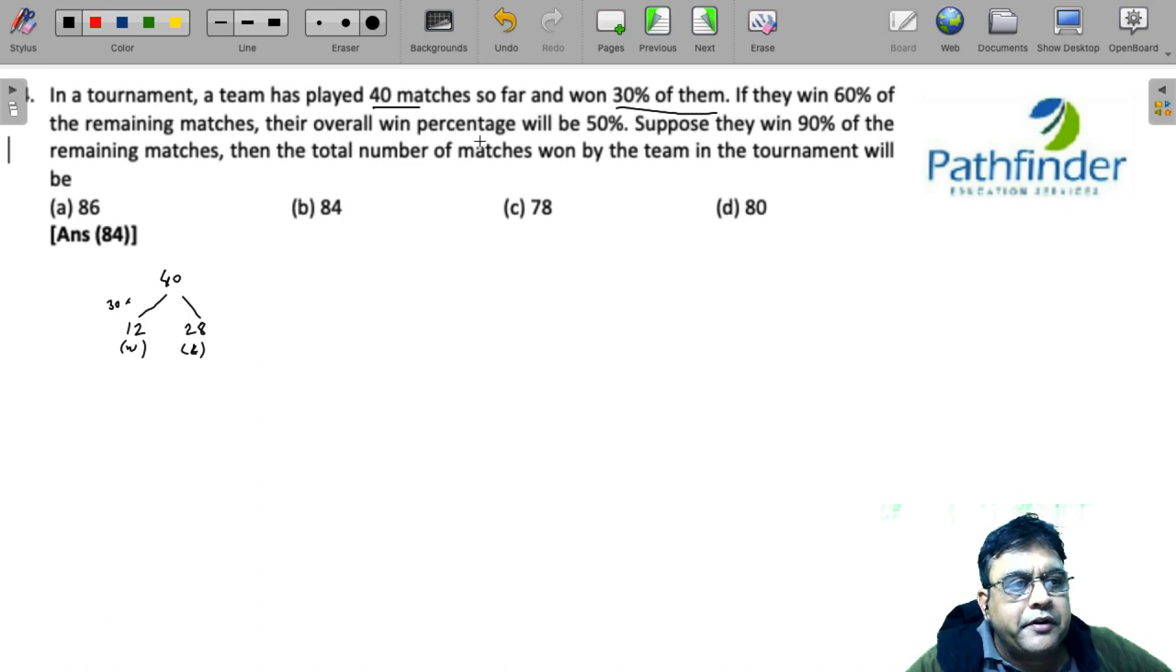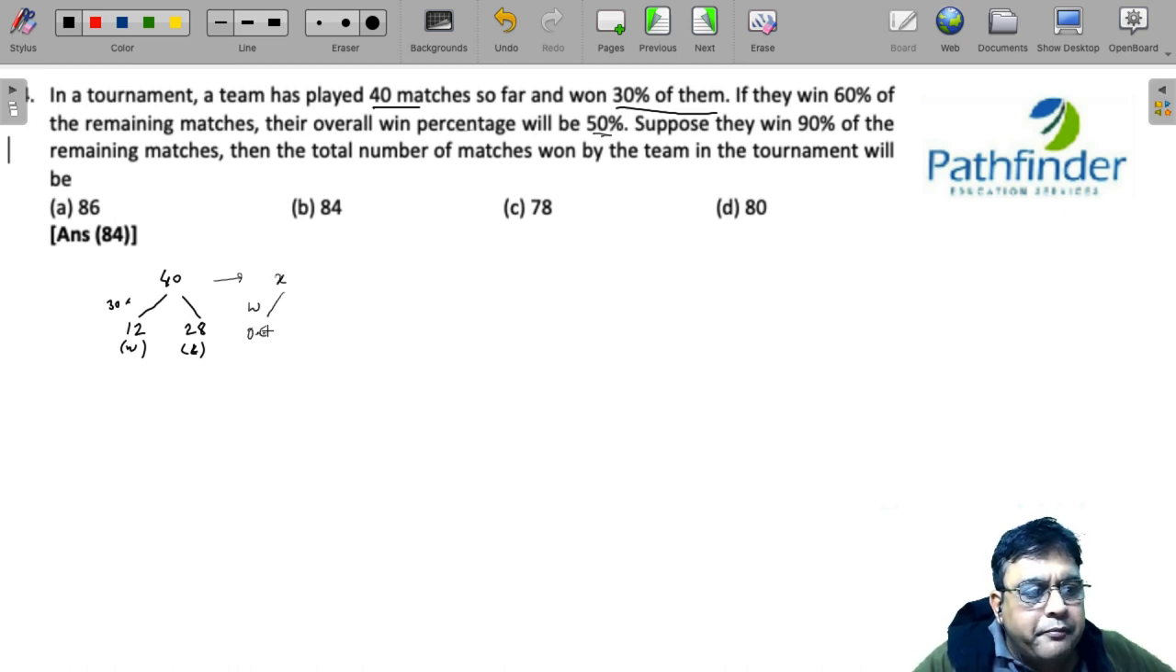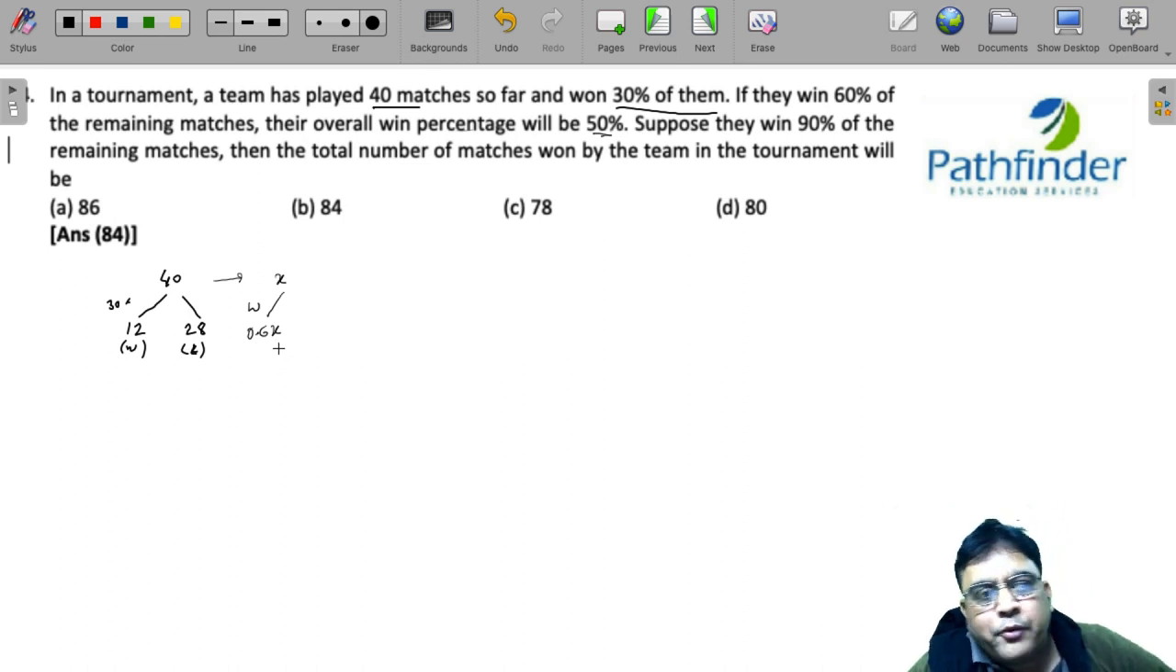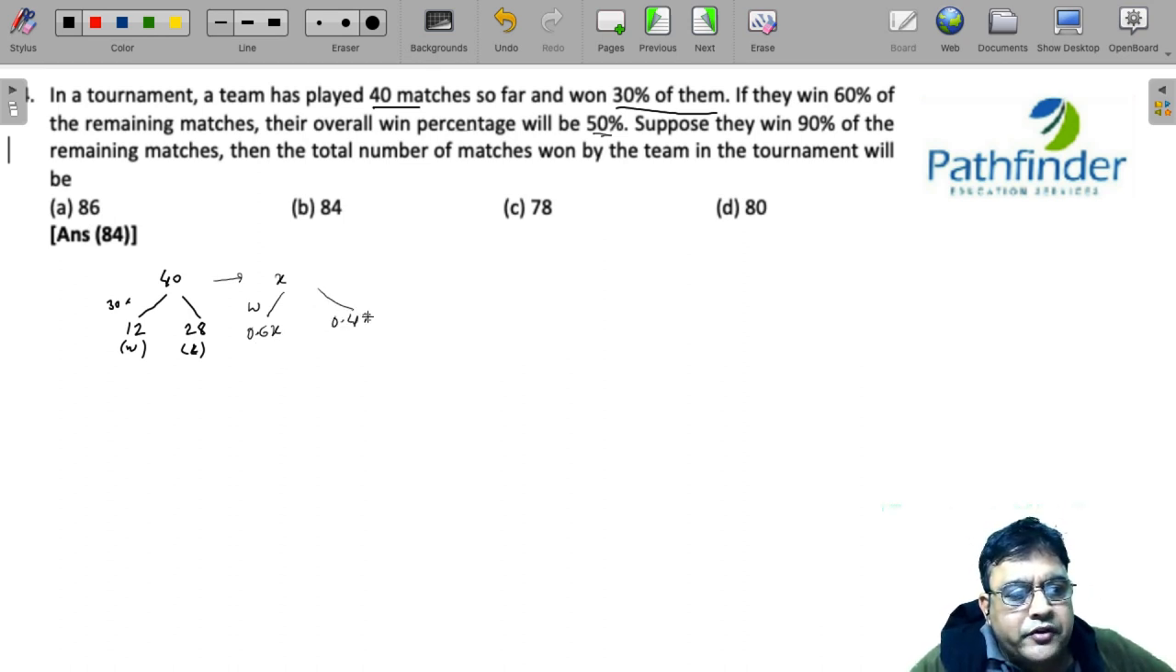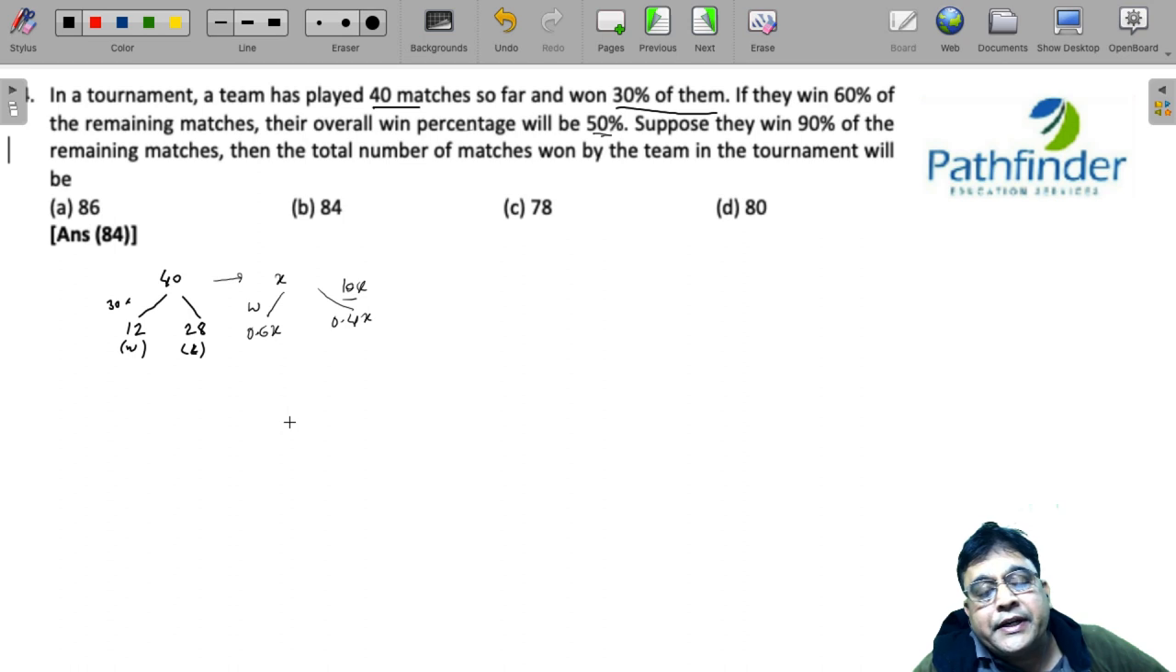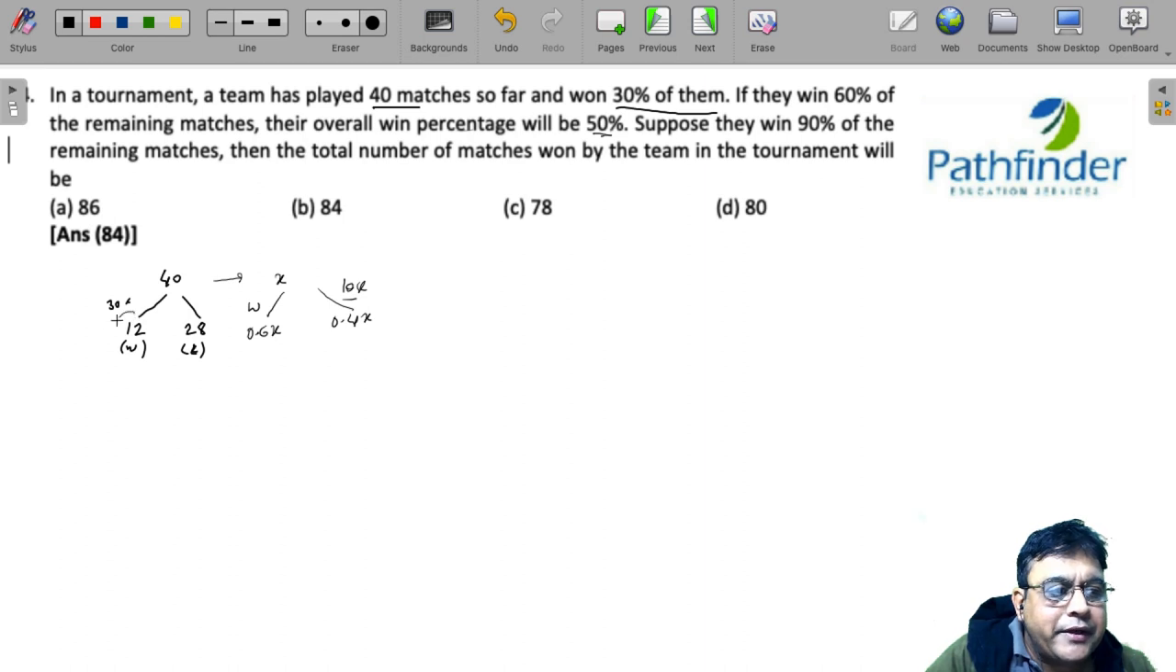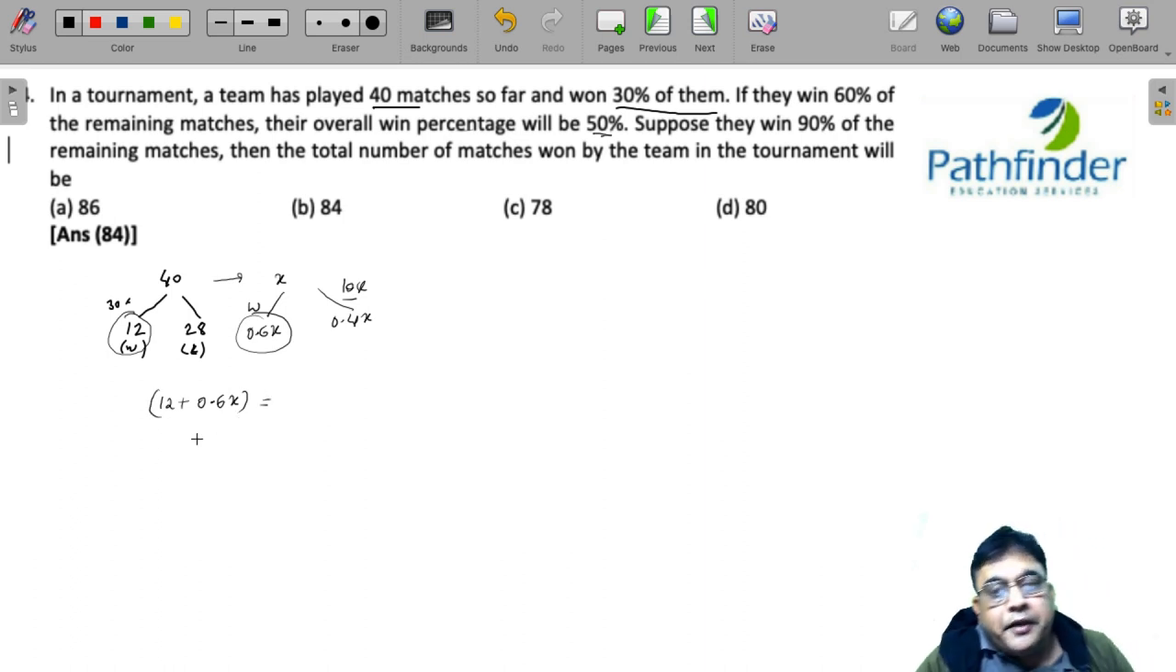If they win 60% of the remaining matches, their overall win percentage will be 50. Suppose the remaining matches are x matches. If they win 60%, then 60% of the remaining matches is 0.6x, and obviously they don't win the other 40%. Their overall win percentage will be 50%. Now, that means these 12 matches plus these 0.6x matches, so 12 plus 0.6x.